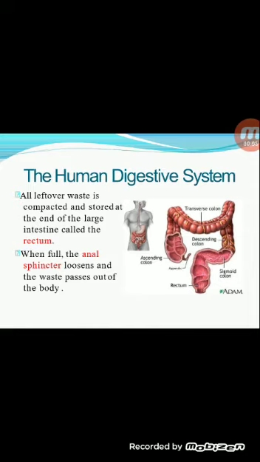Okay, let us learn some more points over here. The undigested food is compacted and stored at the end of the large intestine called the rectum. When the rectum is full, what happens? The anal sphincter, that is nothing but your anus, loosens and the waste, the undigested food, passes out from the body. Understood, children? Yes, very good.